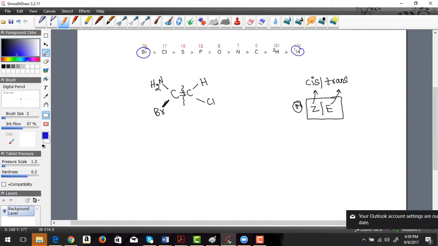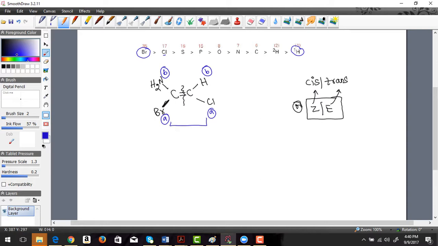On this side, Br clearly has a higher priority over nitrogen. We only focus on the element that's directly attached to the carbon. So on this side, the NH2 gets the lower ranked substituent, B, and Br is higher in priority, so it's A. And again, chlorine is here, hydrogen's here, so chlorine gets A and hydrogen gets B. Clearly A and B are opposite, but A and A are adjacent, B and B are adjacent, so it's a Z. So let's go and draw.